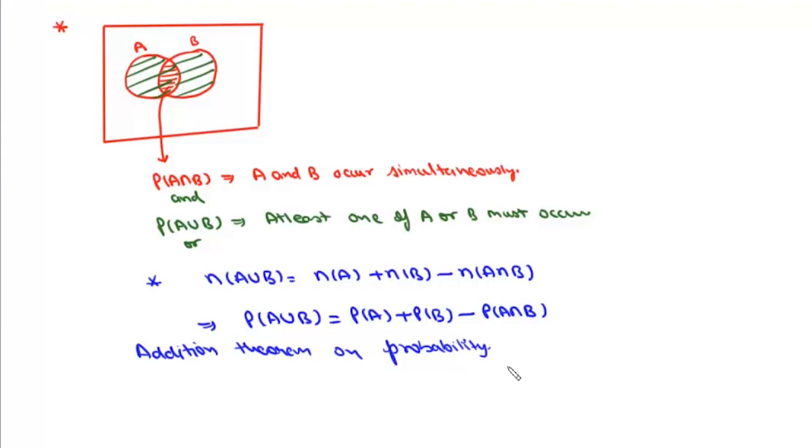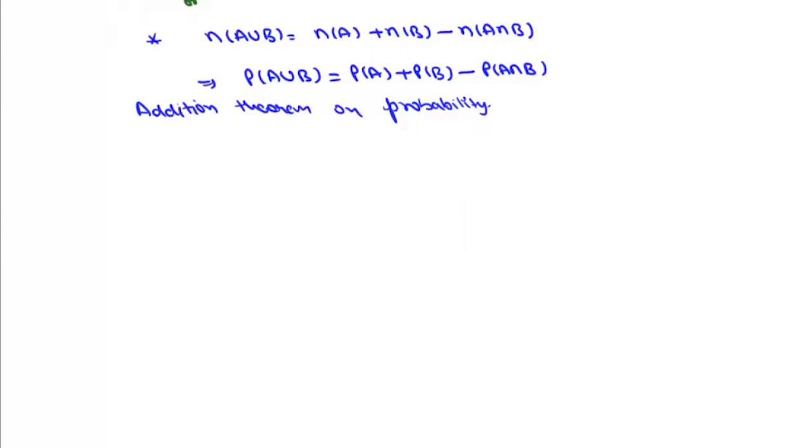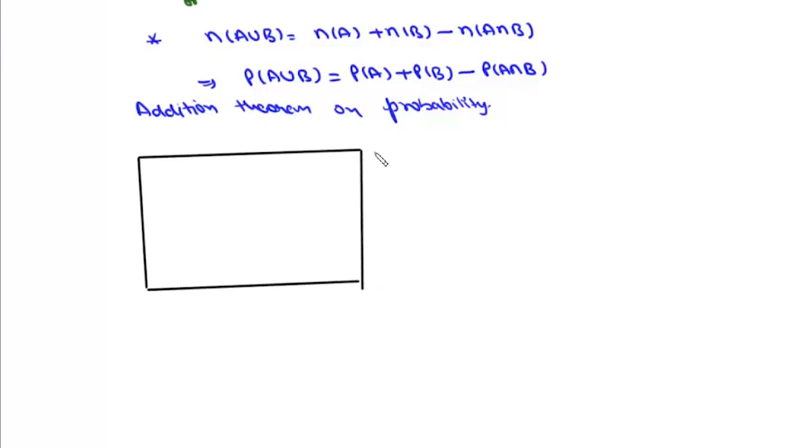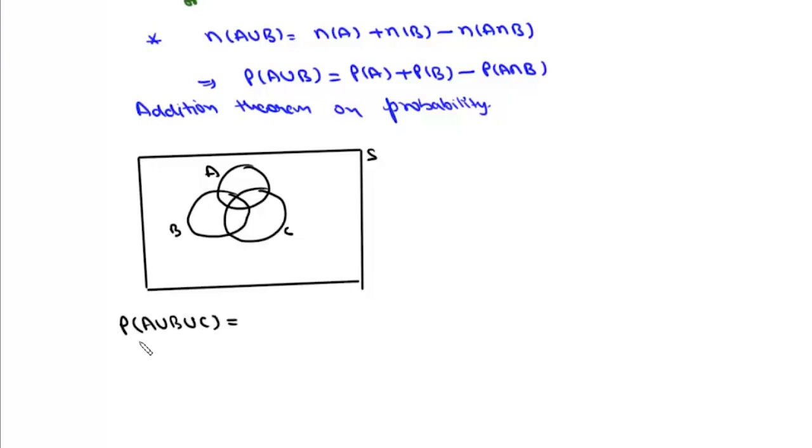Now this addition theorem is for two events. We can write addition theorem for three events A, B, C. So this is our sample space and we have three events A, B and C. Then we can simply write probability of A union B union C, which is probability of at least one of A, B or C.